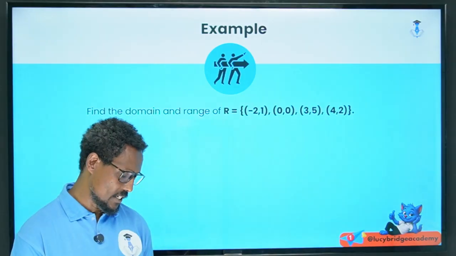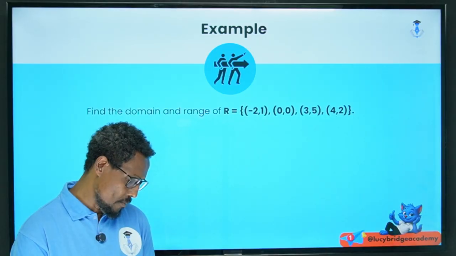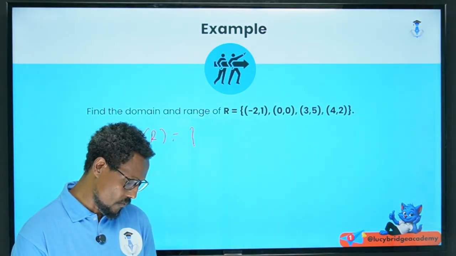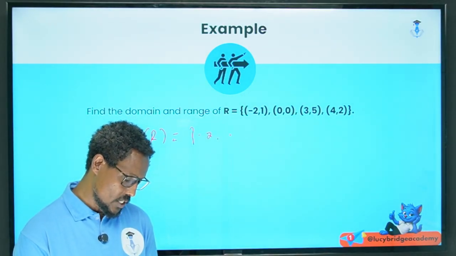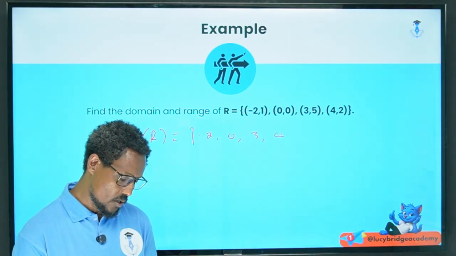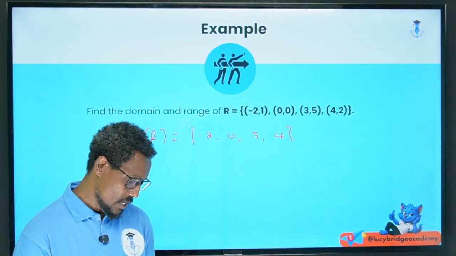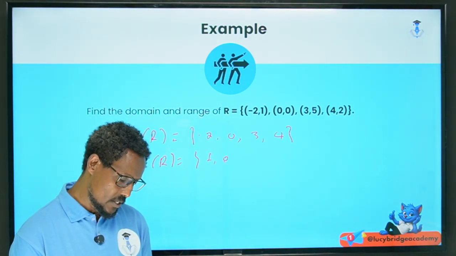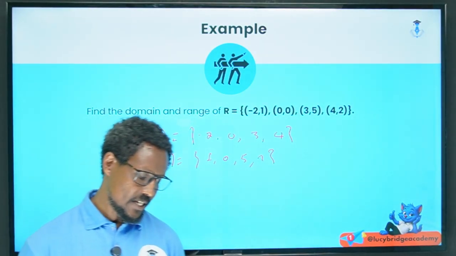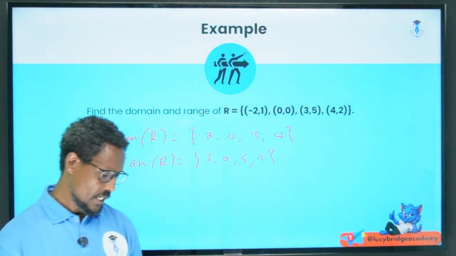But we are asked to find the domain and the range of this relation. Domain of R is equal to the set of all possible x values, which is -2, 0, 3, and 4, all the first components. Range of R is equal to 1, 0, 5, and 2. These are the ranges of the given relation: 1, 0, 5, 2.